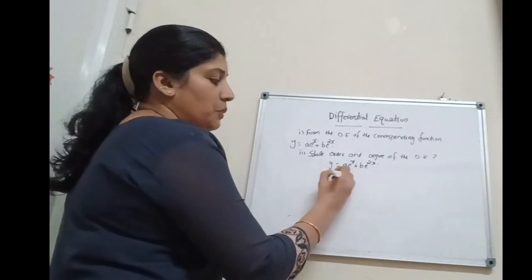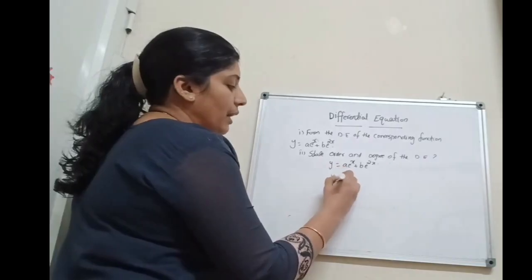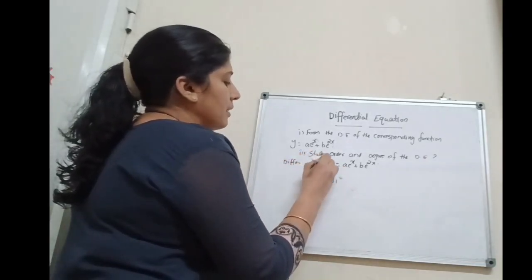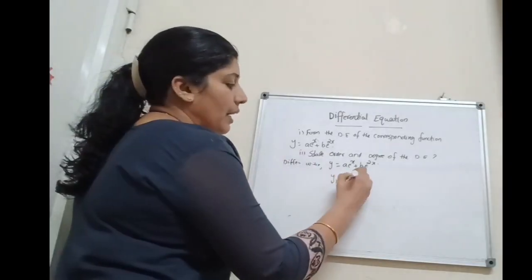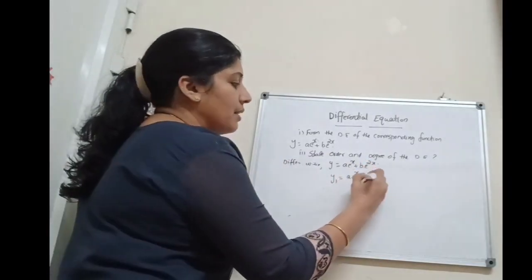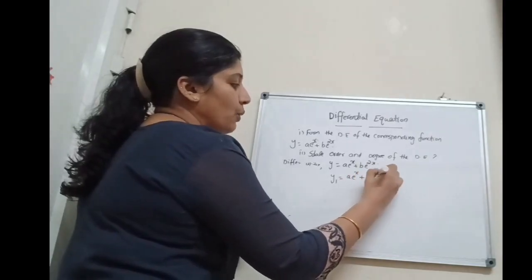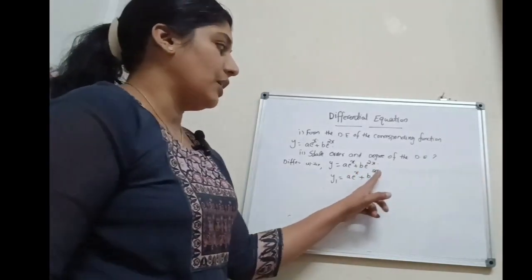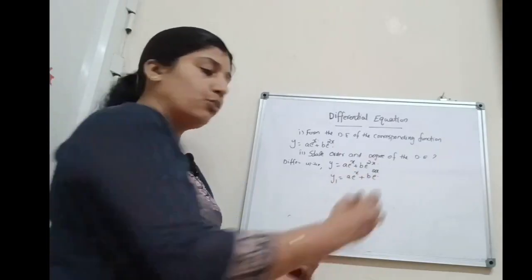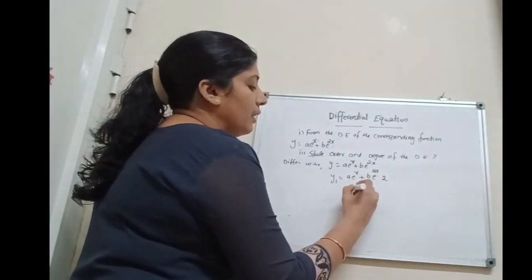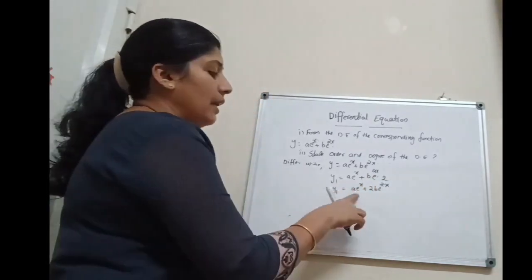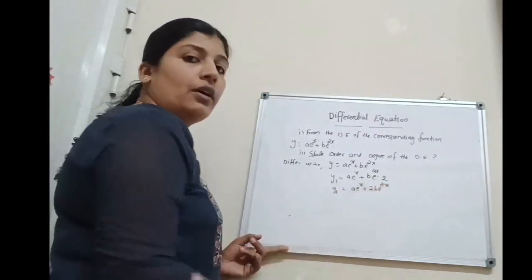First, differentiate with respect to x. It is y dash or y1. y1 equal to, first differentiate with respect to x, a into e raised to x. d by dx of e raised to x is e raised to x, plus second one b into e raised to 2x into, now here b e raised to 2x, d by dx of e raised to 2x is e raised to 2x into 2. That is equal to a e raised to x plus 2b e raised to 2x. y1 equal to a e raised to x plus 2b e raised to 2x.